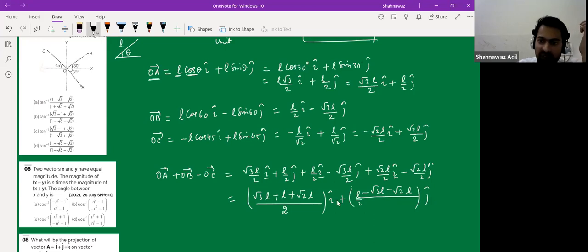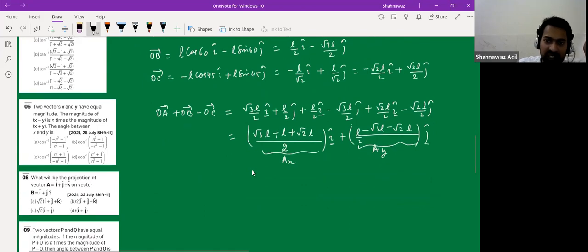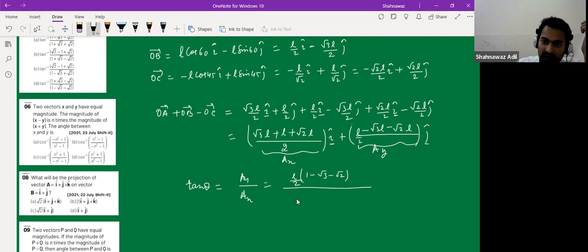So we have resolved this in I hat and J hat form, right? This is the Y component, let's say AY, and this is the AX component. Then we can calculate the theta angle. What would be our theta? This would be simply AY by AX. We can take L common: 1 minus root 3 minus root 2 by 2, and then root 3 plus 1 plus root 2, L by 2.